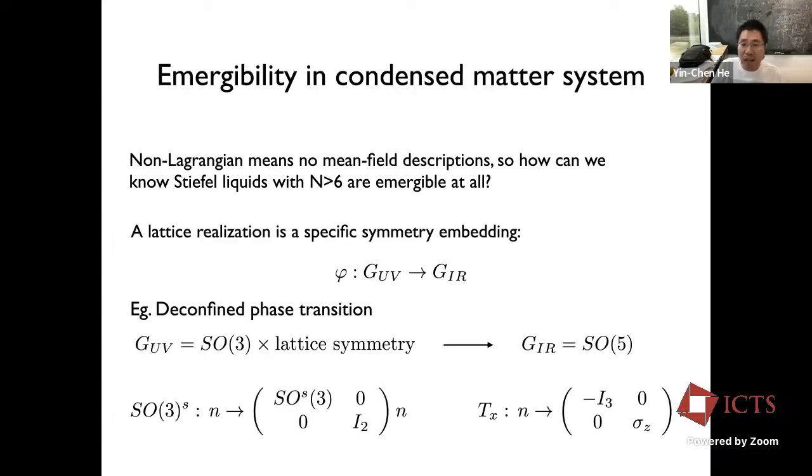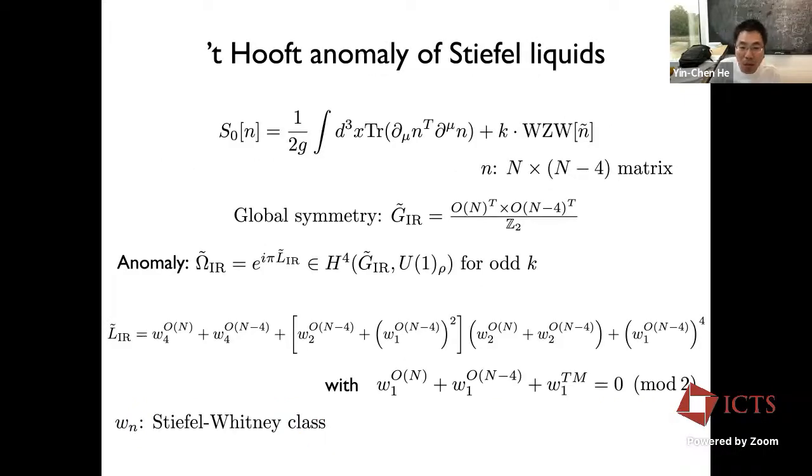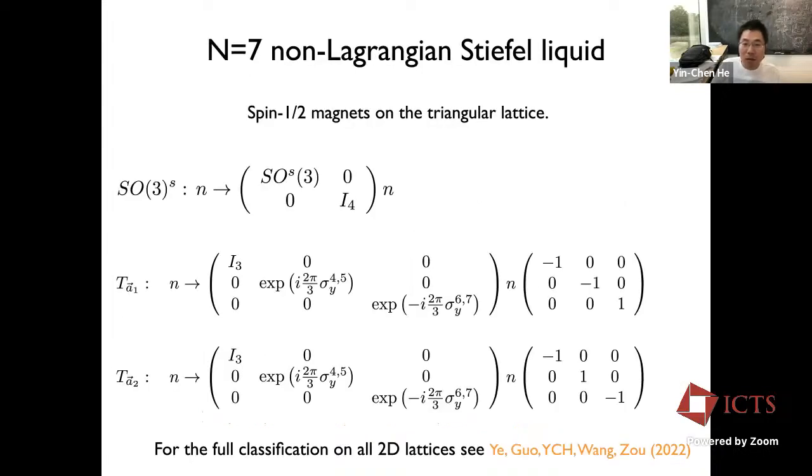And then we can think about whether they could emerge in condensed matter systems and how they could emerge. And the key is to consider anomalies and symmetries. The idea is to do something like an anomaly matching, comparing the lattice system and the IR anomaly of this CFT. And in the end, we can get a full classification of Stiefel liquids on all the 2D lattices. That was done by the heroic effort of a student, Yin-Chen at PI.